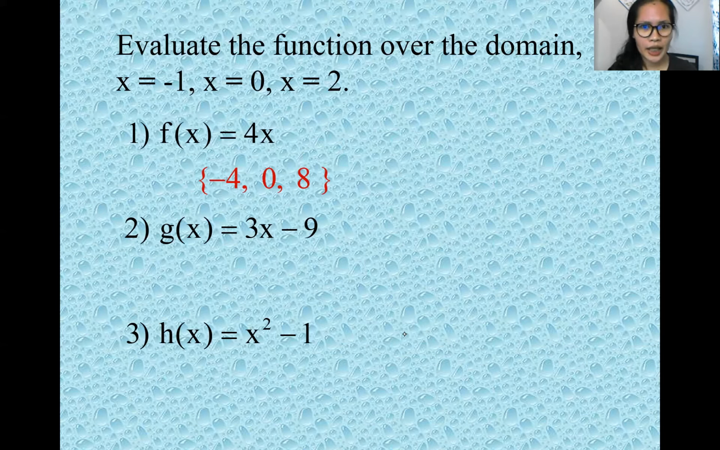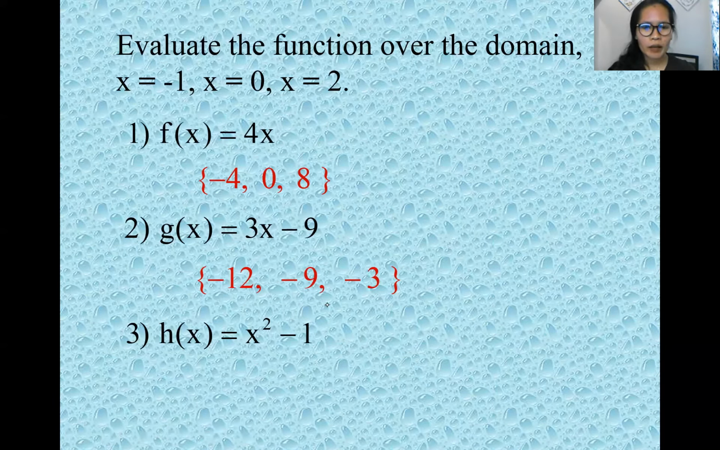So, that's it. Number 2, we have g of x is equal to 3x minus 9. So, 3 times negative 1, that would be negative 3, right? And then, minus 9, that is negative 12. So, 3 times 0 is 0, minus 9, negative 9. And 3 times 2 is 6, minus 9, negative 3. So, that's it.